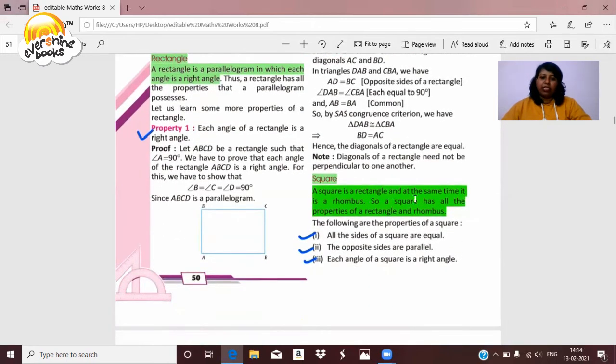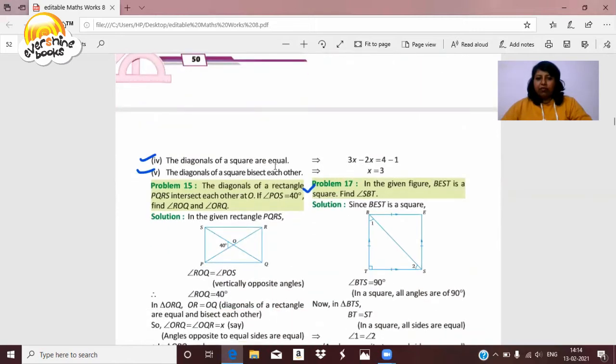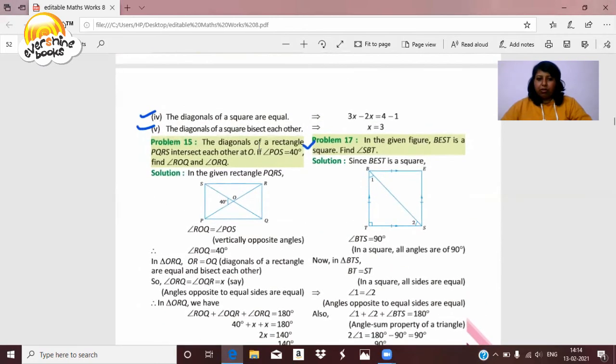Now square. A square is a rectangle and at the same time it is a rhombus also. It has all the properties of a rectangle as well as a rhombus. Following are the properties of the square. All the sides of the square are equal, as we all know. Opposite sides are parallel. Each angle of a square is a right angle. Diagonals of a square are also equal. Diagonals of a square bisect each other. So based on the properties of a square, we will be solving this problem.